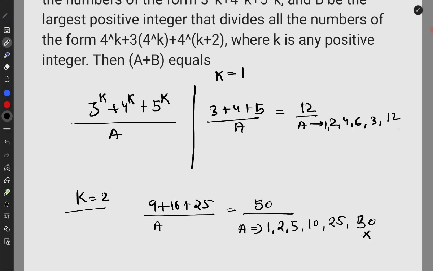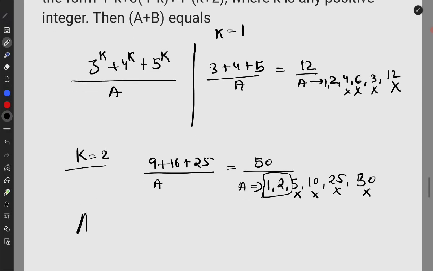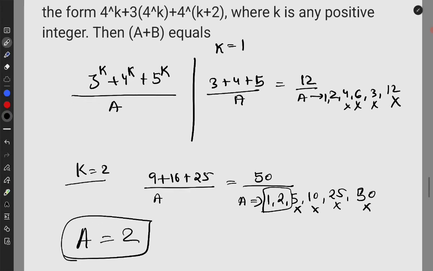Now 50 cannot be possible, hence 12 cannot be possible. 3 cannot be possible, hence 25 cannot be possible. 6 cannot be possible, 10 cannot be possible, 4 cannot be possible, 5 cannot be. Now among 1 and 2 we can choose 2. So a would be 2, which will work in every scenario. Whatever number we pick, it will work in every scenario, it will not depend on the value of k. Now let's find out the value of b also.